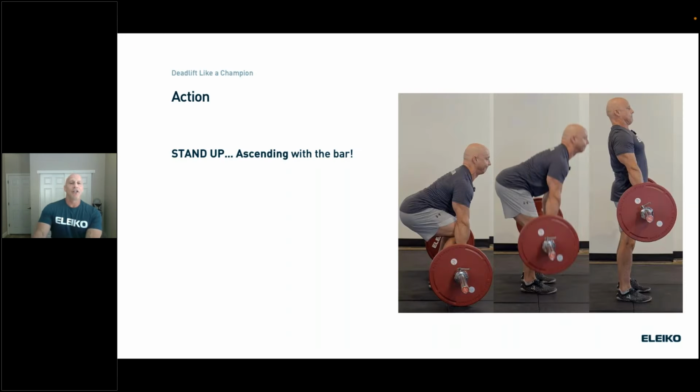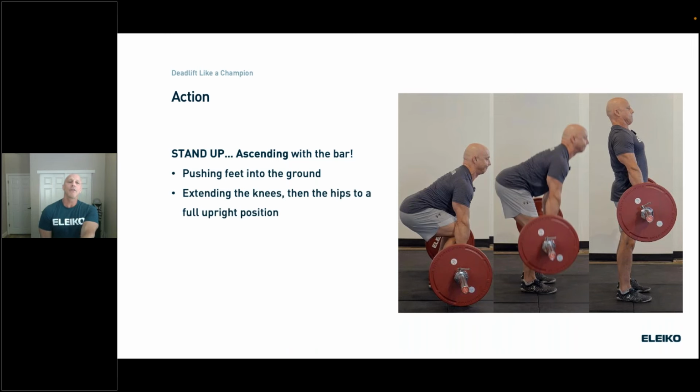So let's get into the action. The action is simple, but still not just pure simple. It's stand up. We're standing up with the bar and ascending with the bar. However, there's two components of that. We're going to push the feet into the ground, and then we're going to extend the knees, and then we're going to do the hip hinge into the full upright position. So there's three parts and two steps.